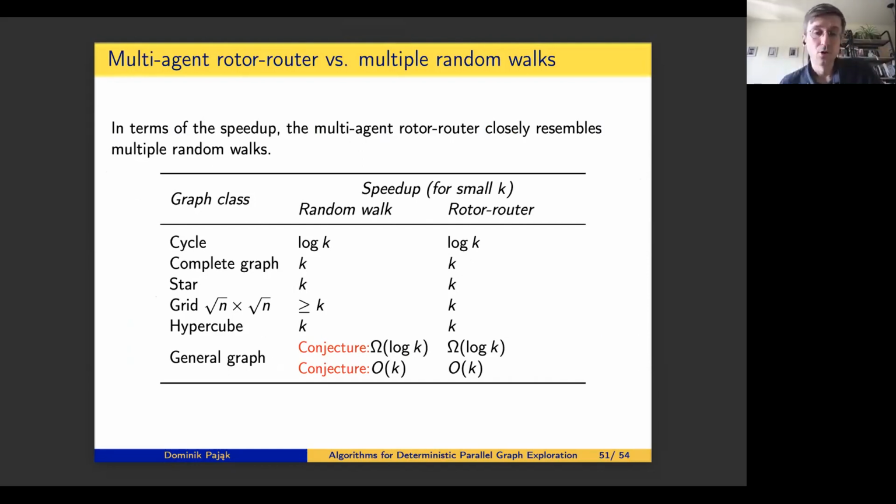So on the left column is the random walk, and the right column is the rotor-router. And for most of the cases that we managed to get a result, it was the same. And we got some results that are only a conjecture for random walks, and we managed to prove them for the rotor-router.